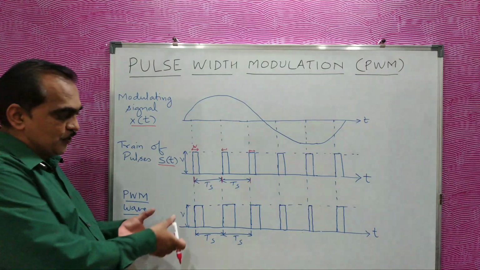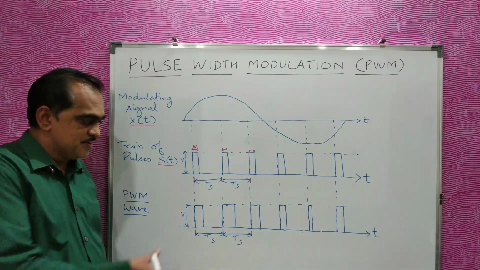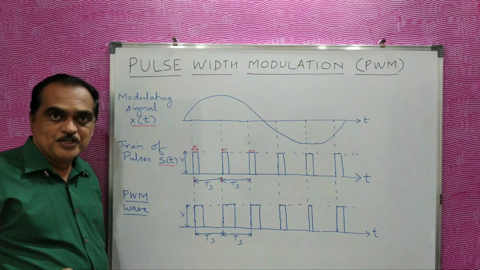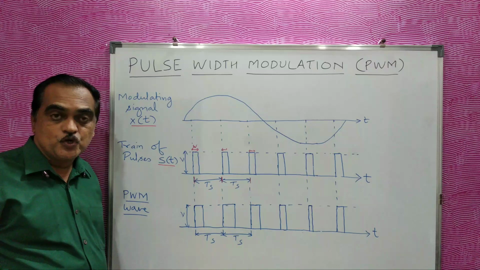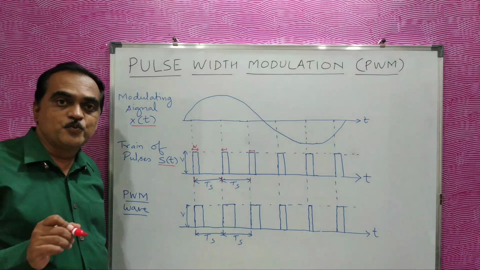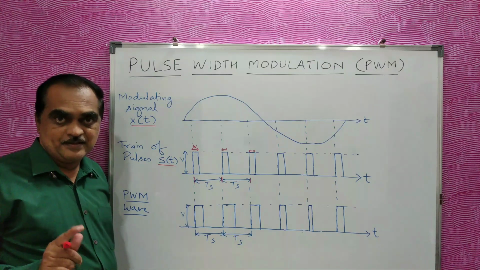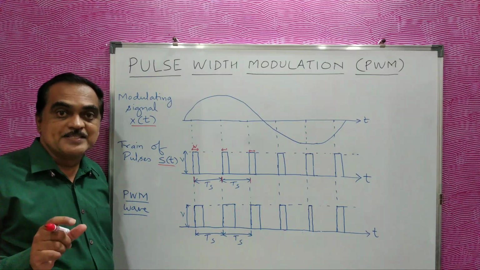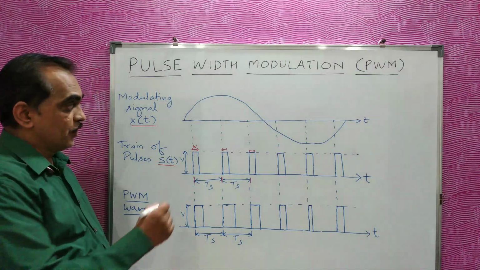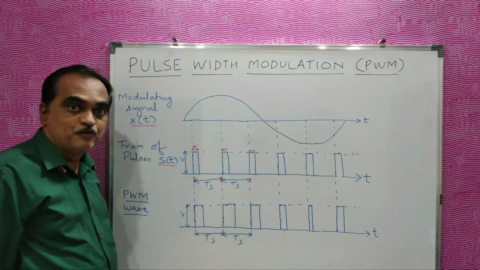Now what we get here will be a pulse width modulated signal, and here the amplitude of the pulses will remain constant, the position of the pulses will remain constant. What varies is only width. Now according to the definition of pulse width modulation, the width of the pulses will vary according to the modulating signal. So as this modulating signal is varying, the width of the pulses has to vary.